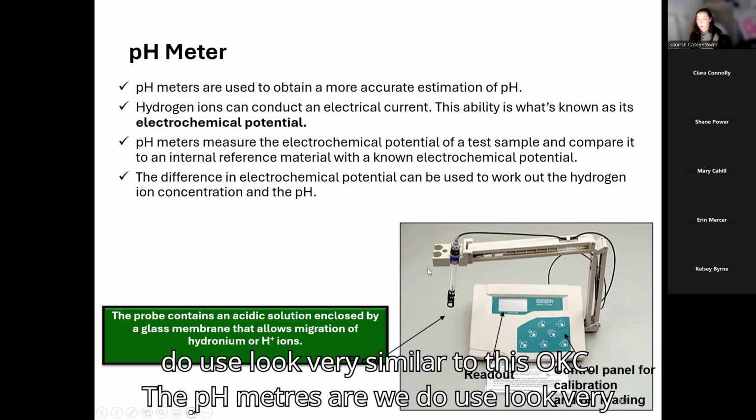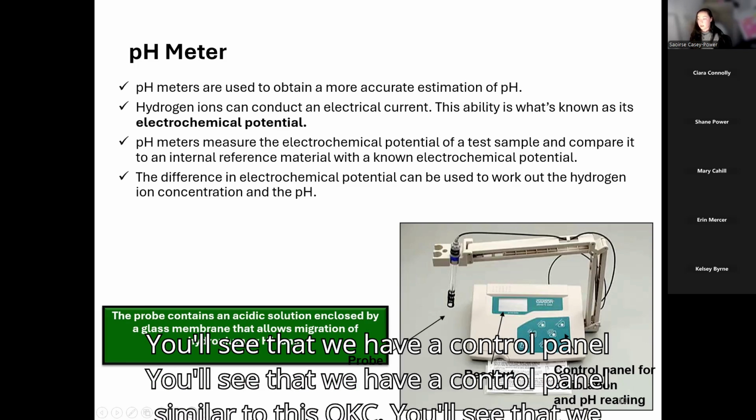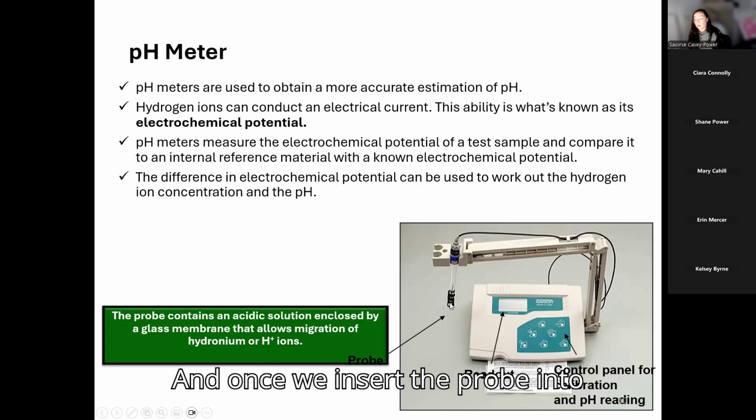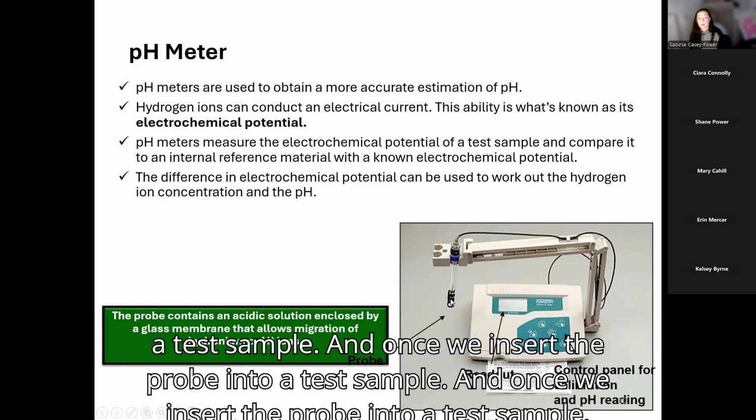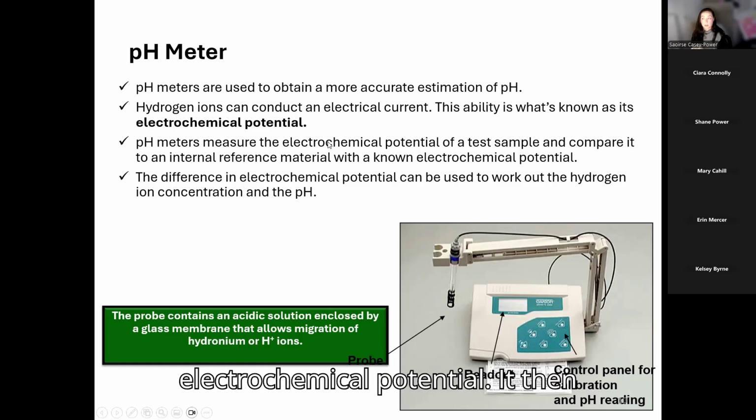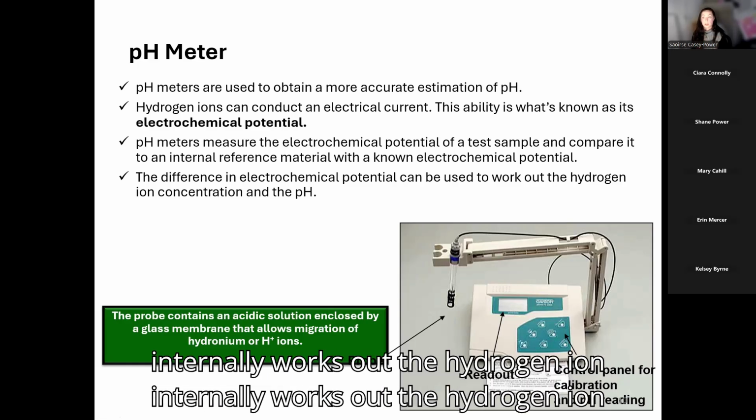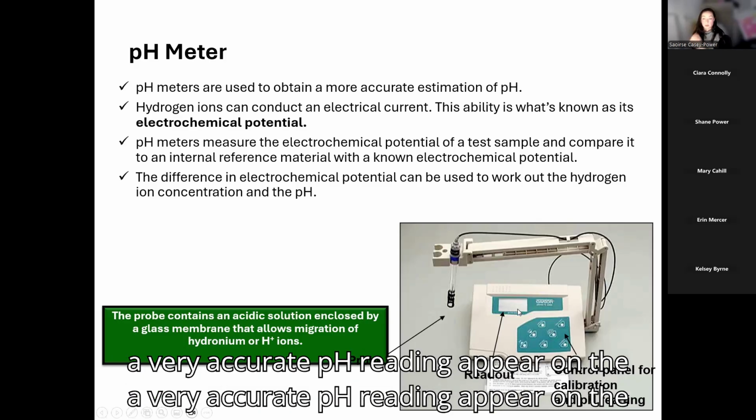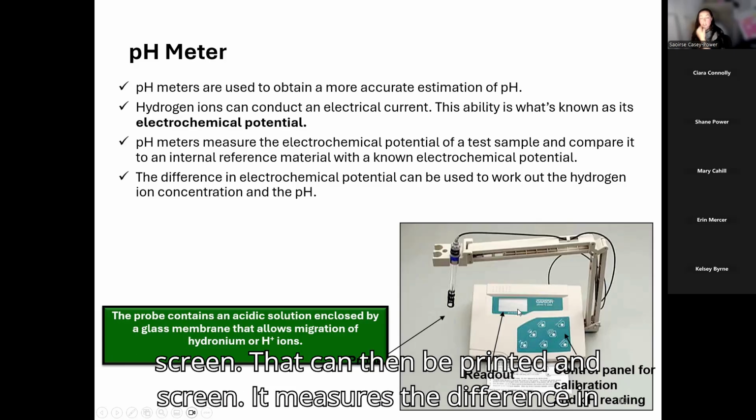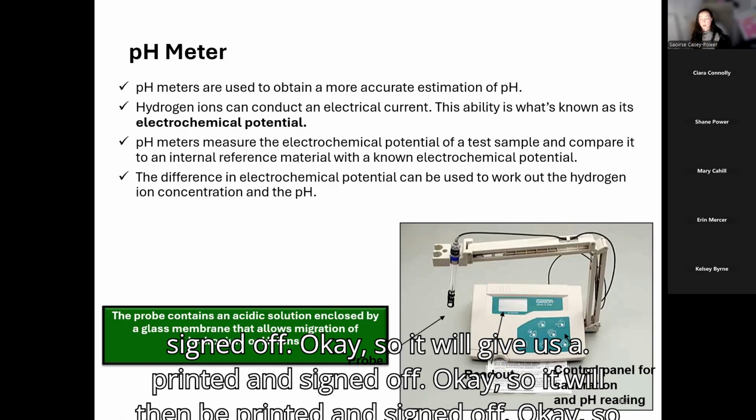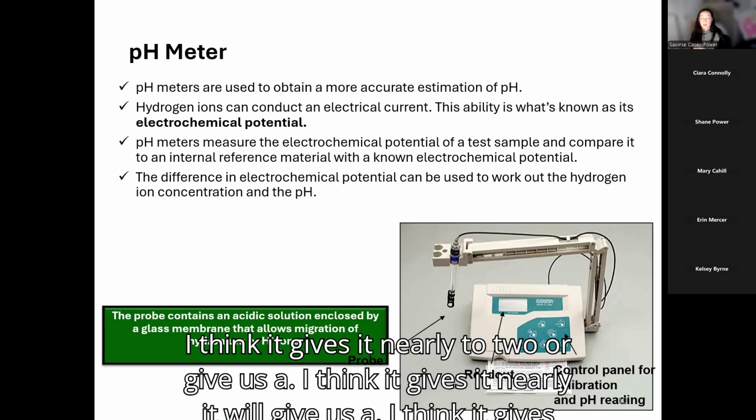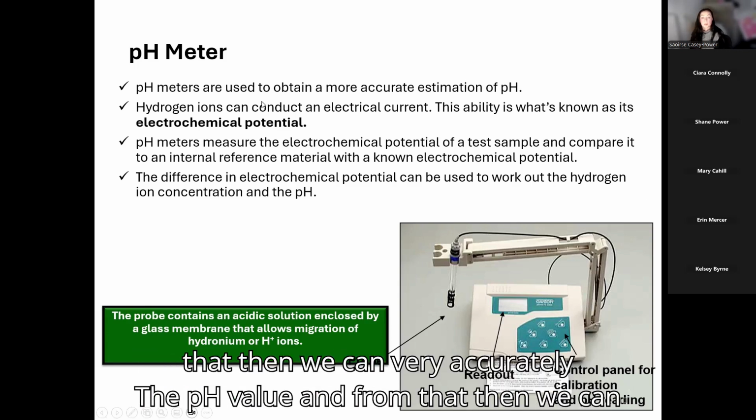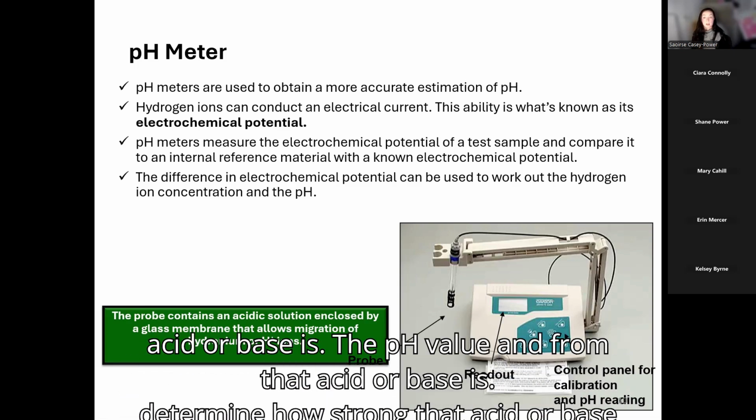The pH meters that we do use look very similar to this. You'll see that we have a control panel that we can press to get a pH reading. Once we insert the probe into a test sample, it measures the difference in electrochemical potential. It then internally works out the hydrogen ion concentration and then the pH, and we'll see a very accurate pH reading appear on the screen that can then be printed and signed off. I think it gives the pH value nearly to two or three decimal places, and from that we can very accurately determine how strong that acid or base is.